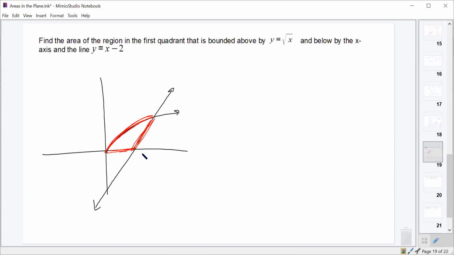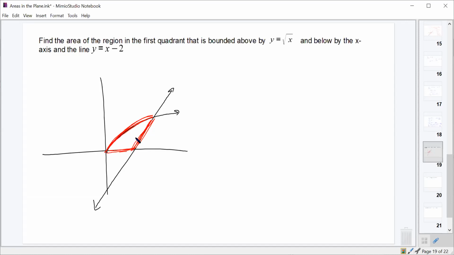Good. The reason we had to find these ways to manipulate this problem was because one function was always the top, but one function was not always the bottom. We had 2 different things representing the bottom. For some x values, root x was the top and the x-axis was the bottom, but for this x value, root x was the top and x minus 2 was the bottom. And it was an issue. We had to either do multiple integrals or find this weird way to do it with the geometry.